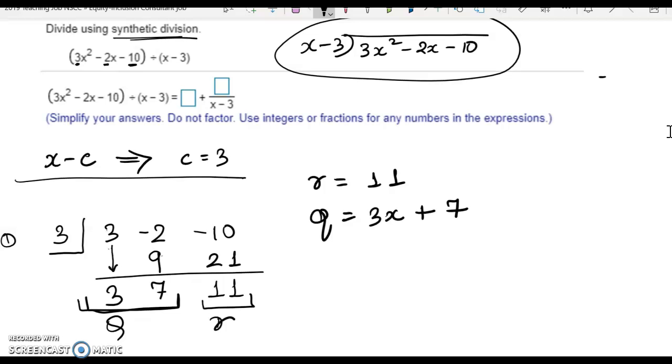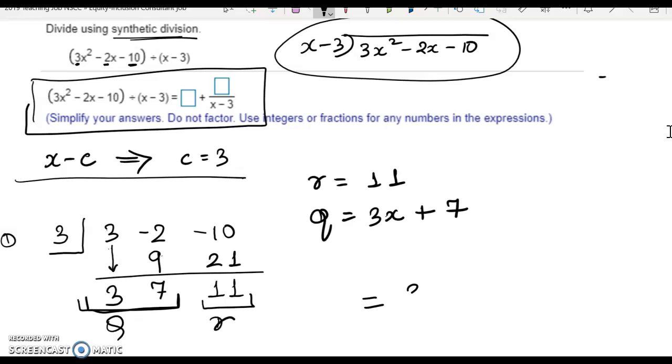So what's the answer? How do you fill it in MyMathLab to get the right answer? The division of this whole thing is equal to the quotient 3x plus 7, plus, on the numerator comes 11, and the denominator is the divisor, which we already know is x minus 3. And that's all. I rest my case. I hope this was okay.